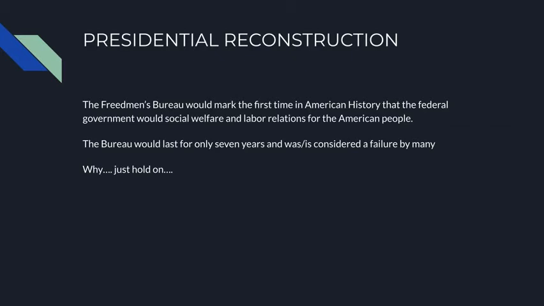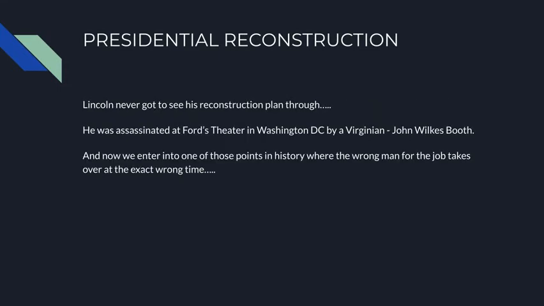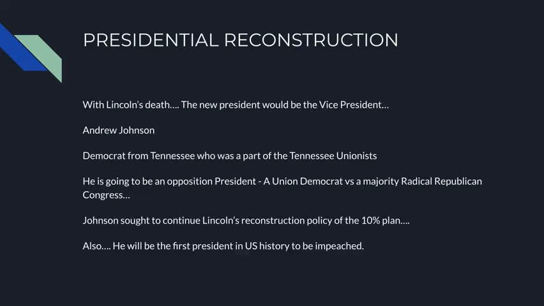And the Bureau would only last for 7 years, and it was and is considered a failure by many. Why? Well, you just have to hold on for that one. However, with presidential Reconstruction, Lincoln never got to see his full Reconstruction plan through. As you know in history, he was assassinated at Ford's Theater in Washington, D.C., by a Virginian, John Wilkes Booth. And now we enter into one of those points in history where the wrong man for the job takes over at the exact wrong time.